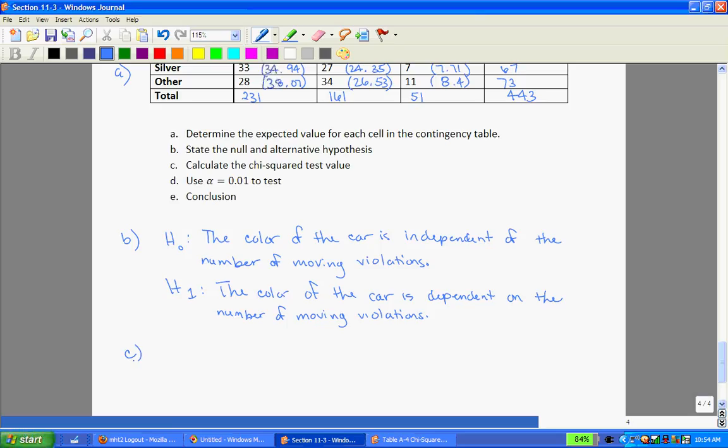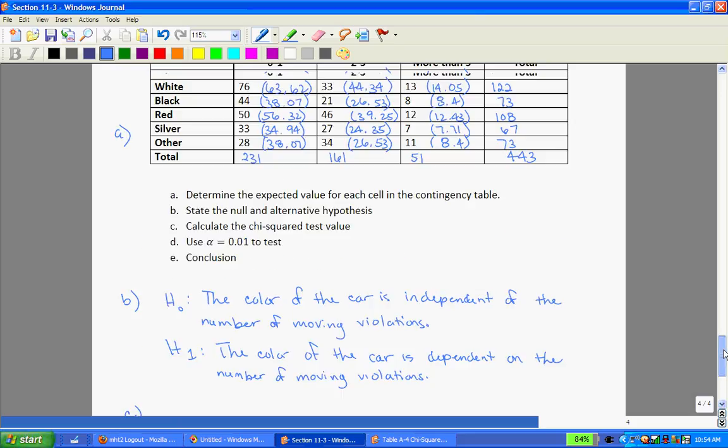Next, we need to calculate the chi-square test value. So again, this is where I would let my calculator help me out. I would put all the observed values in list 1, so starting with 76, 44, 50, 33, 28, and so on, and I wouldn't make separate lists for each column. I would just put all of the observed values in one list.